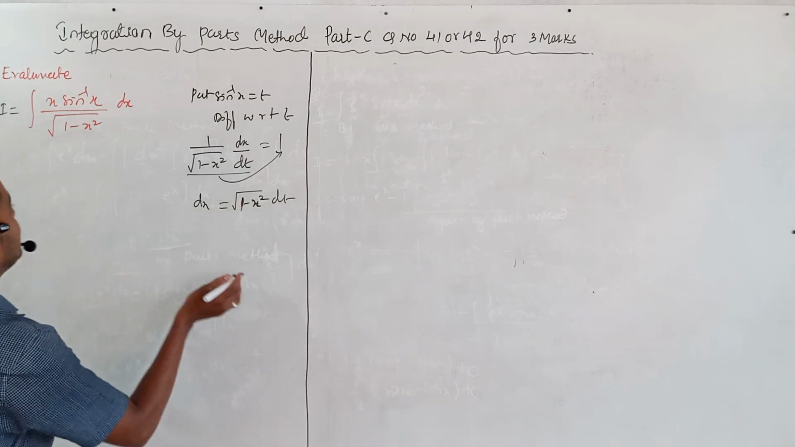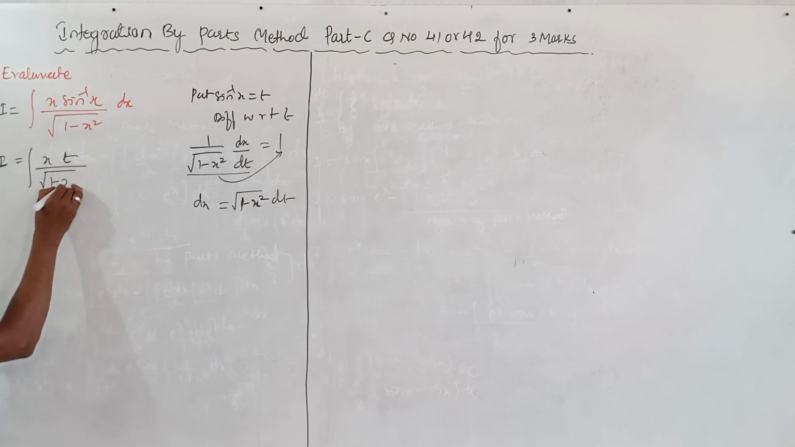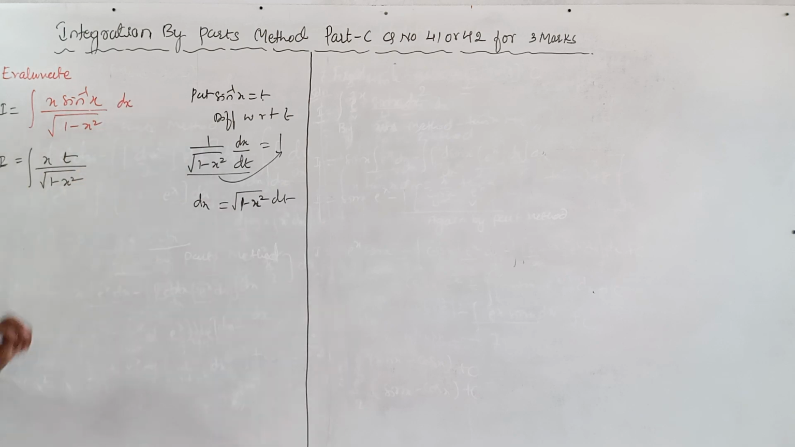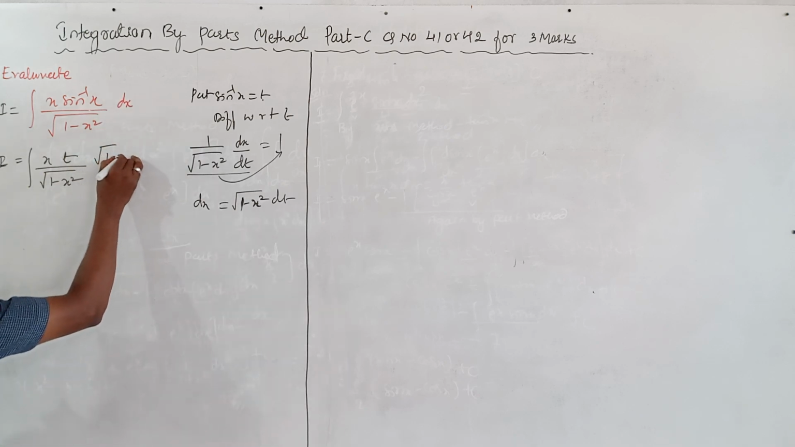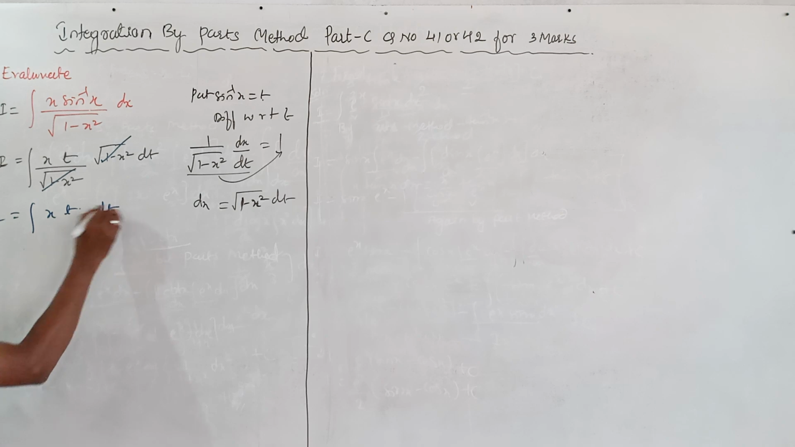Now come to the given integral. I is equal to x t divided by root of 1 minus x square, because sin inverse x is t. Dx means root of 1 minus x square dt. Cancel this one with this one. After cancelling the terms, I is equal to integral of x into t dt, by parts method.